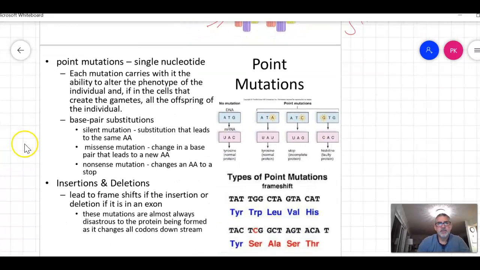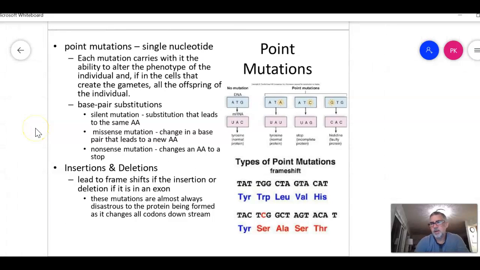All right, point mutations. So point mutations are probably the most common survivable type of mutation. So a point mutation is a single nucleotide.